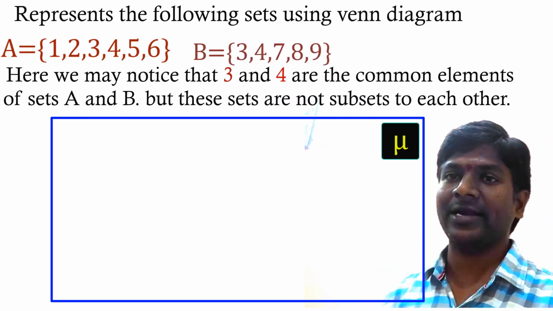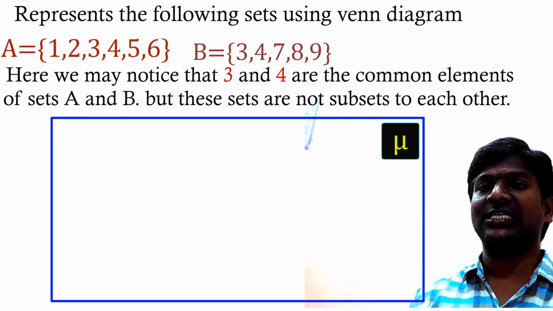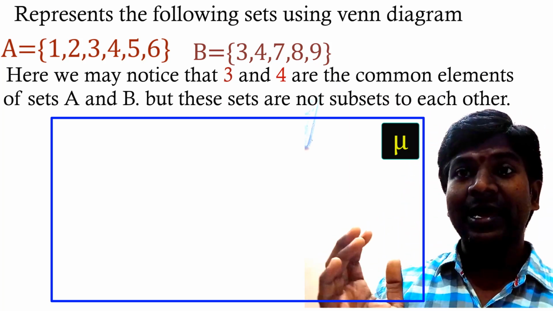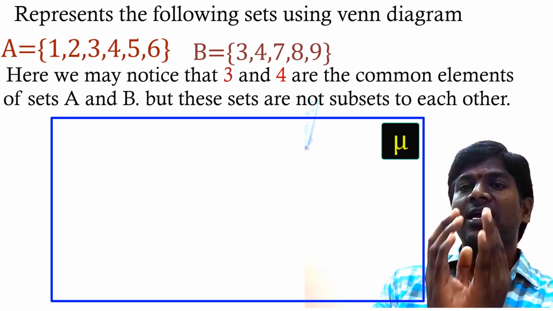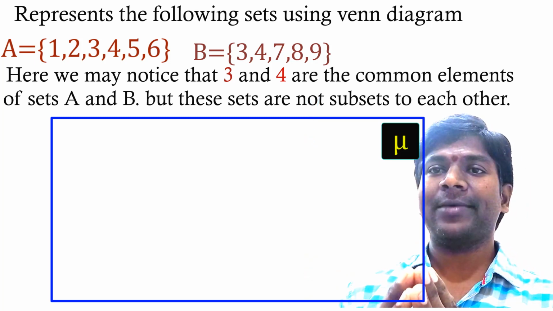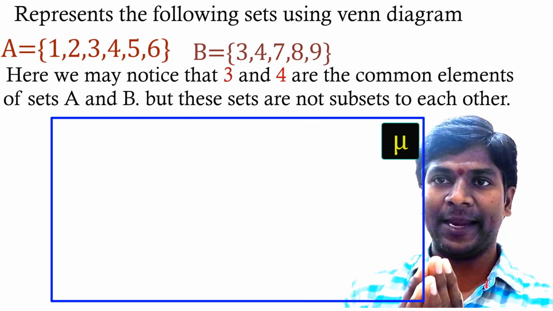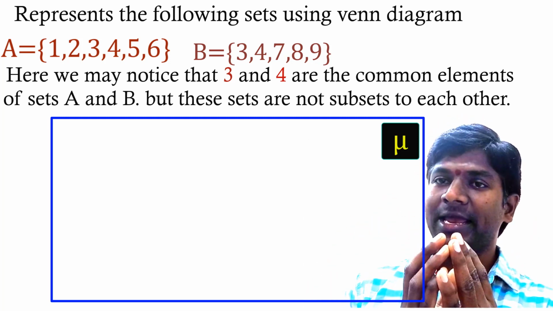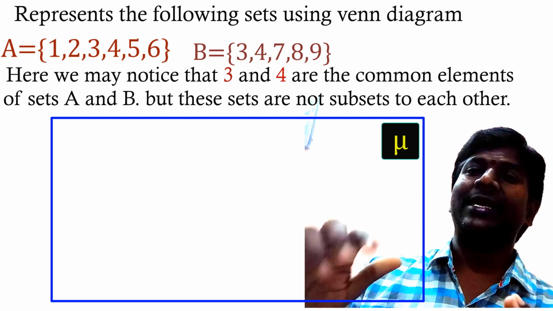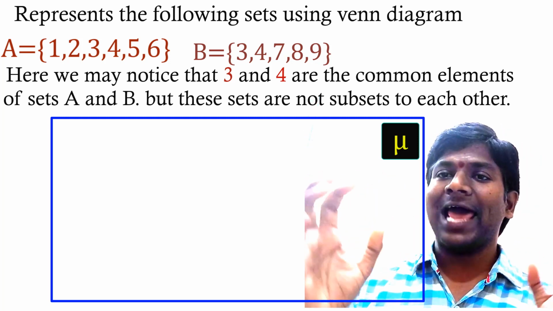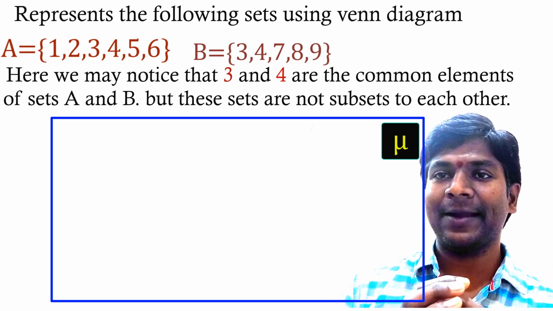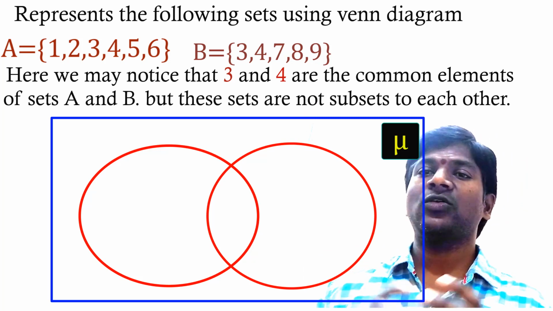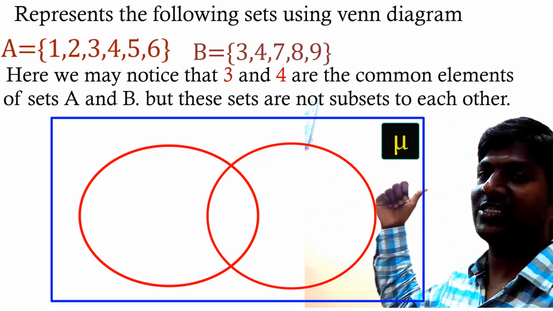corner of the rectangle we write the symbol of the universal set. Now here are two sets, set A and set B. Here 3, 4 are the common elements in set A and set B. To represent this type of sets, we draw 2 circles overlapping with one another, as shown on the screen.